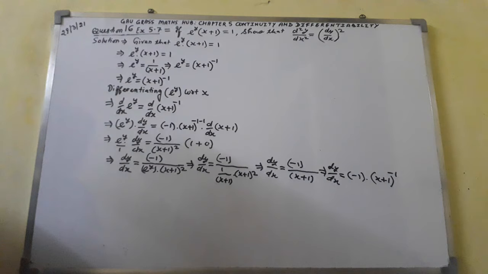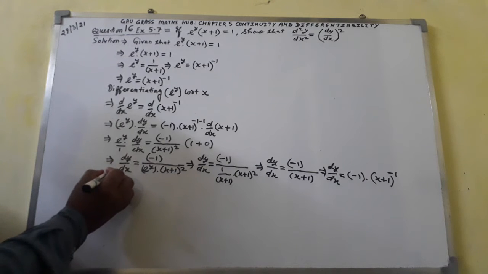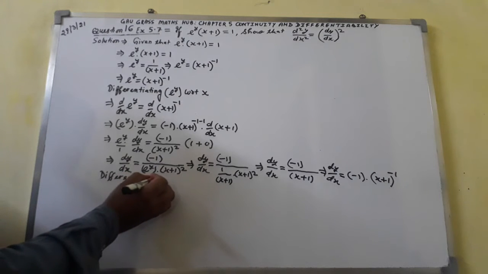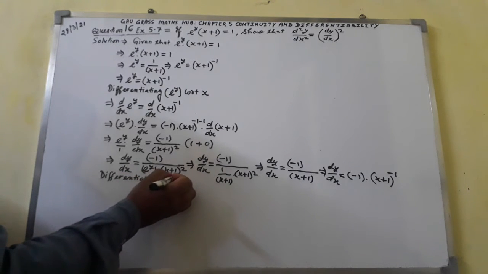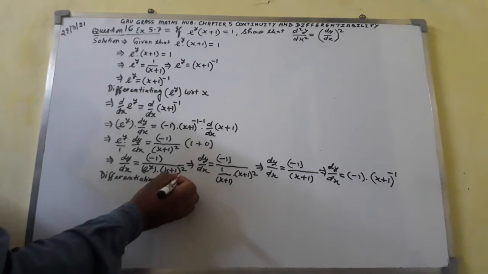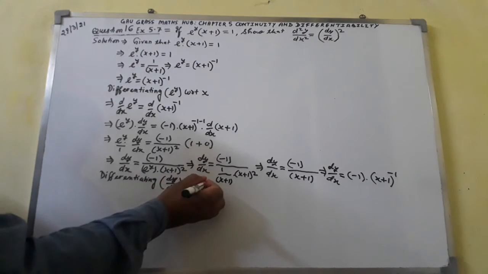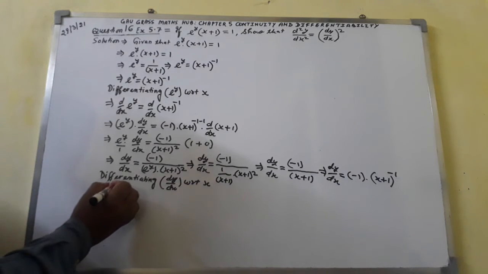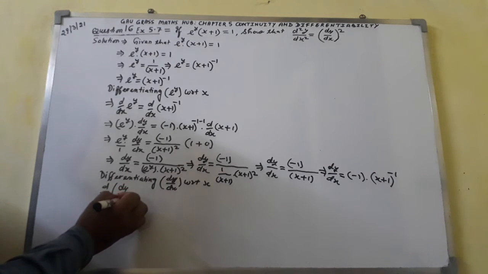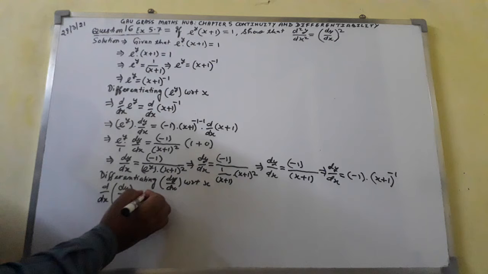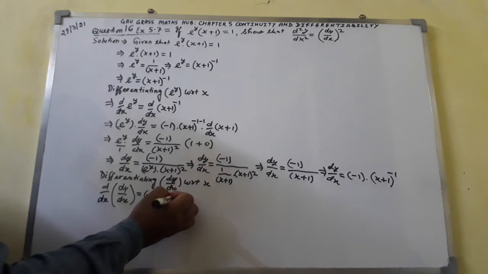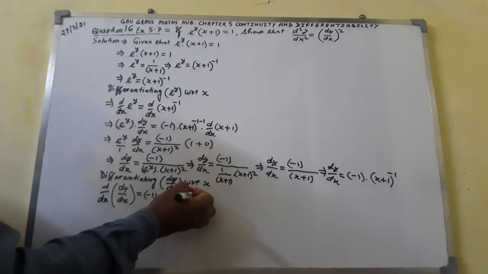Now again I shall write, differentiating dy over dx with respect to x. We shall get d over dx of dy over dx equal to minus 1 dot d over dx of x plus 1 raised to the power minus 1.